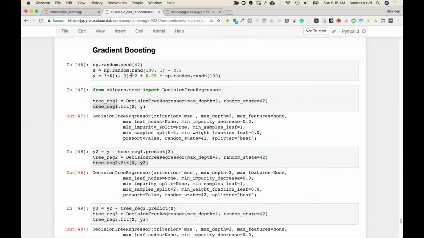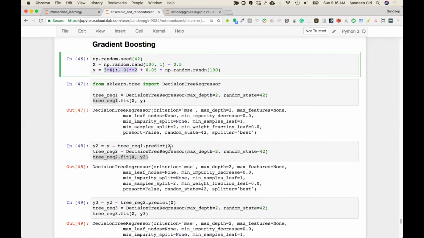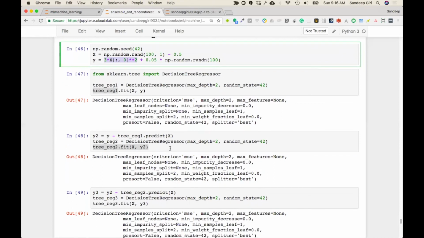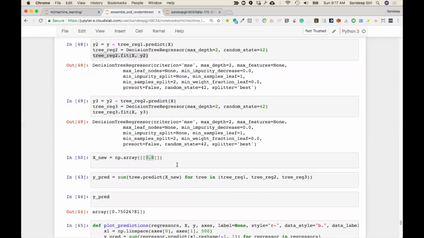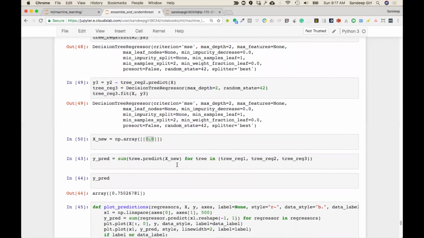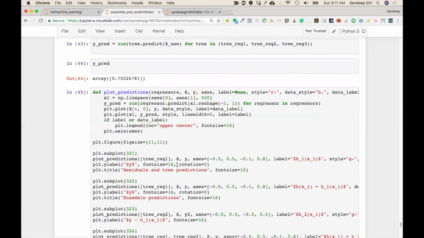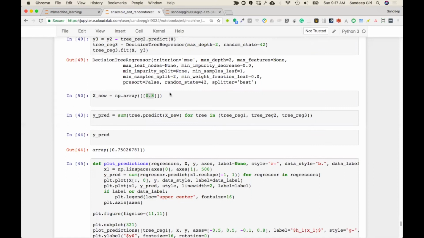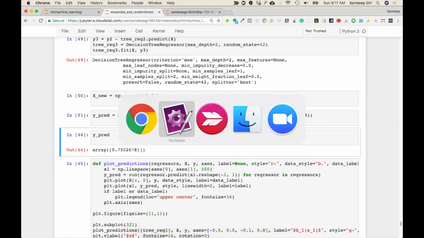3 into 0.8 square. Okay, which is 3 into 0.64, and 3 into 0.64 is 1.8 something. So, okay, this is the y predicted value. Oh, did I make a mistake in the calculation?